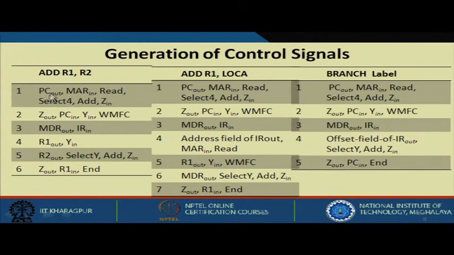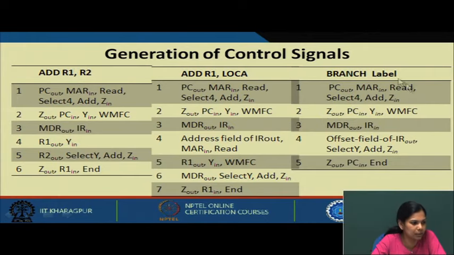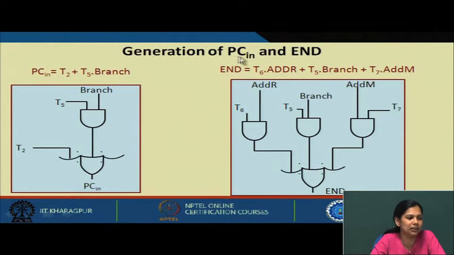Let us now see these three sets of instructions together. These are the control signals required for add R1, R2, add R1, LOCA and branch to a label. At various time steps, the following control signals are generated. Based on these three instructions only, I will now generate the signals using hardware control unit design for PC in and end.